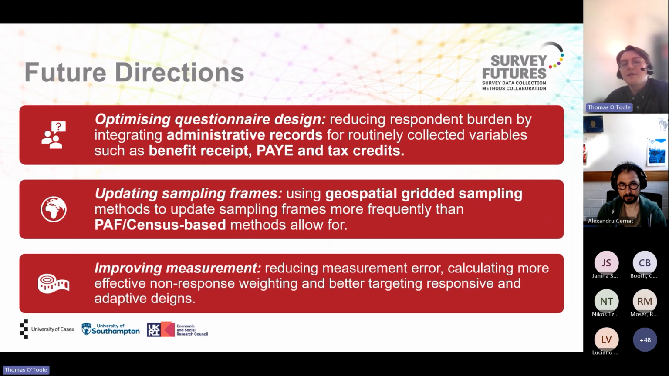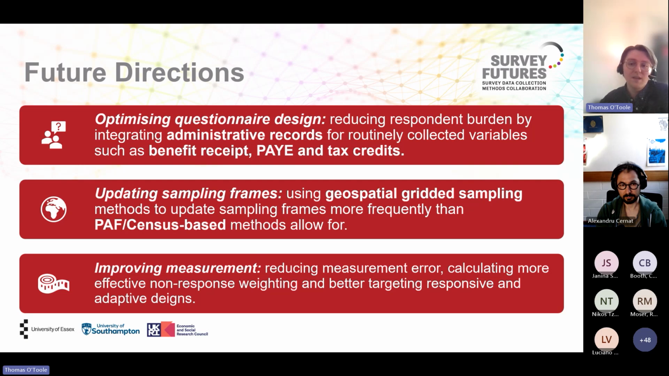So where is the field going? I think it's likely in the future that we'll see admin data integrated with survey data to better optimize survey design, to cut down on error-prone income questions, to reduce respondent burden and improve data quality. Though obviously consent bias will need to be carefully considered here.